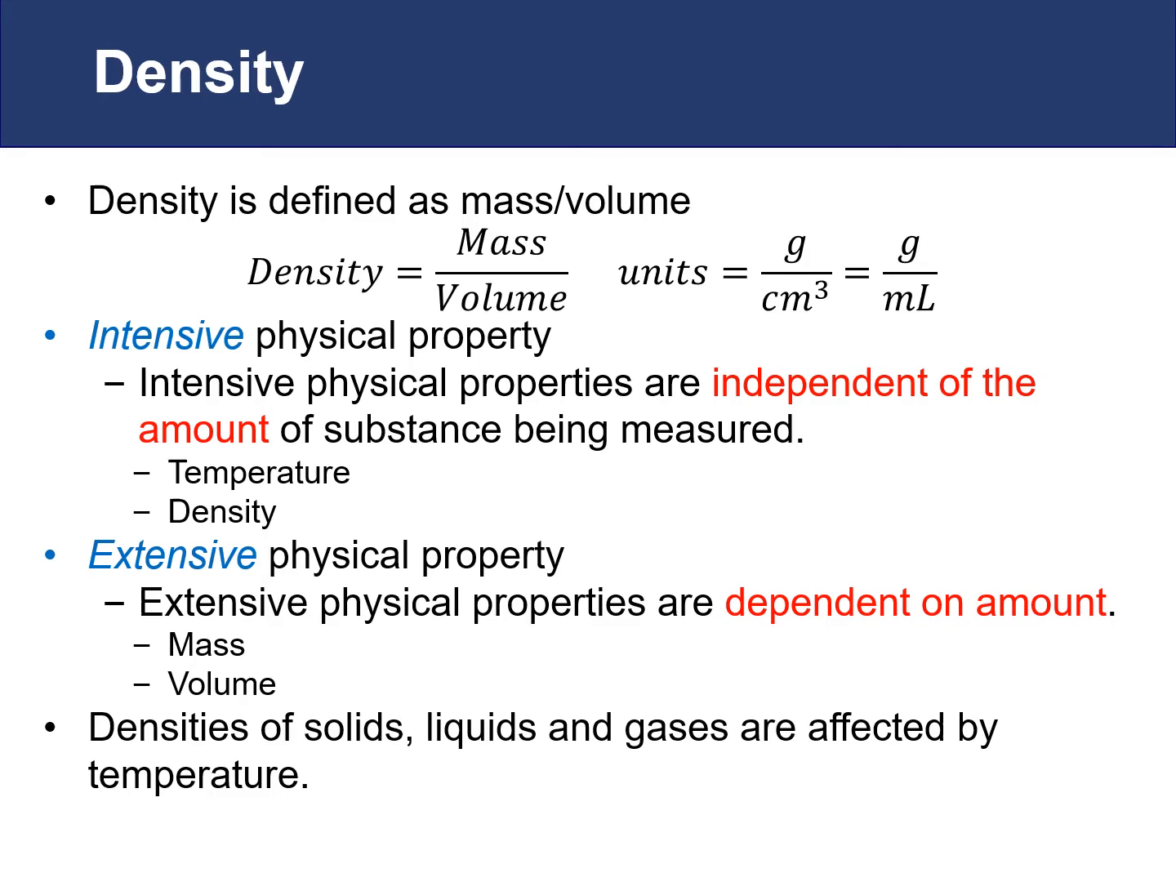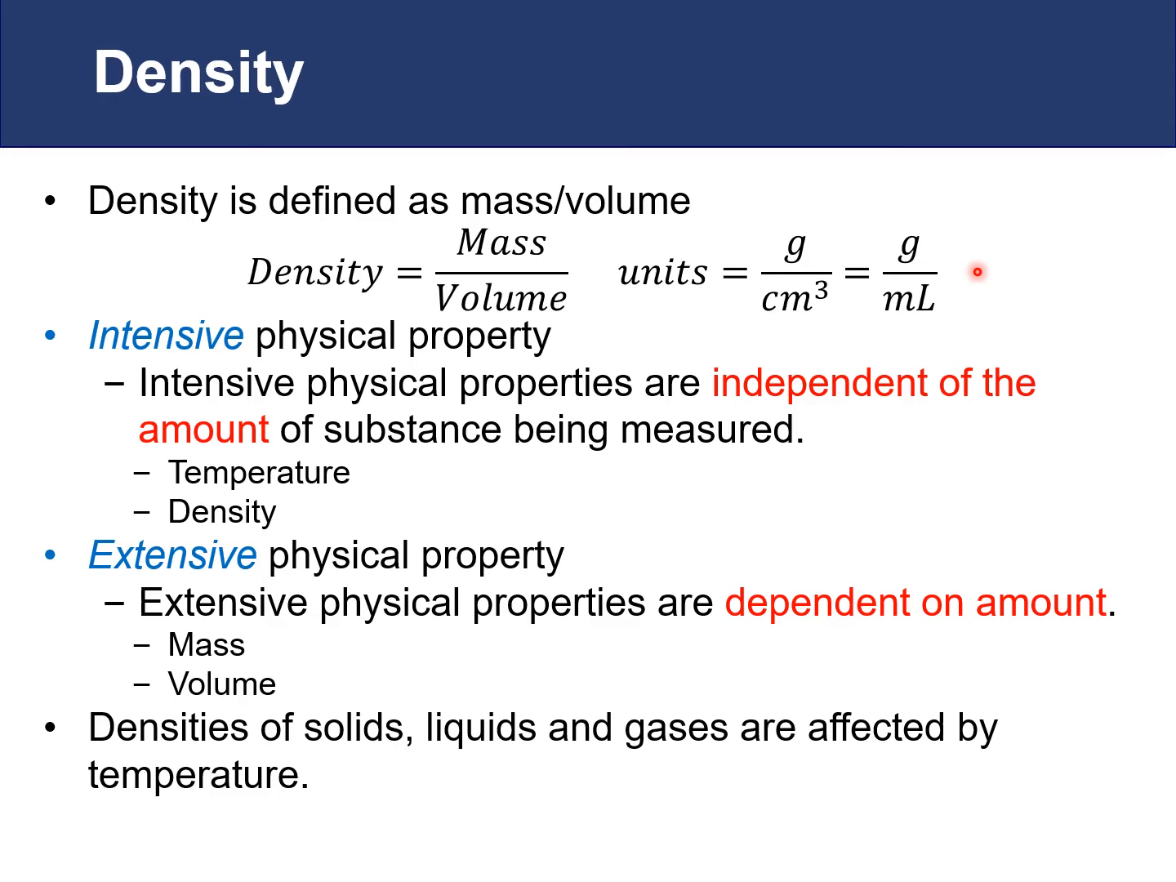Density, which is defined as the mass per unit volume, is a very common conversion factor that you will be using throughout your career in science. It essentially has the equation density is equal to your mass divided by your volume. The most common units for density are going to be grams per cubic centimeter or grams per milliliter. This itself is a type of physical property.